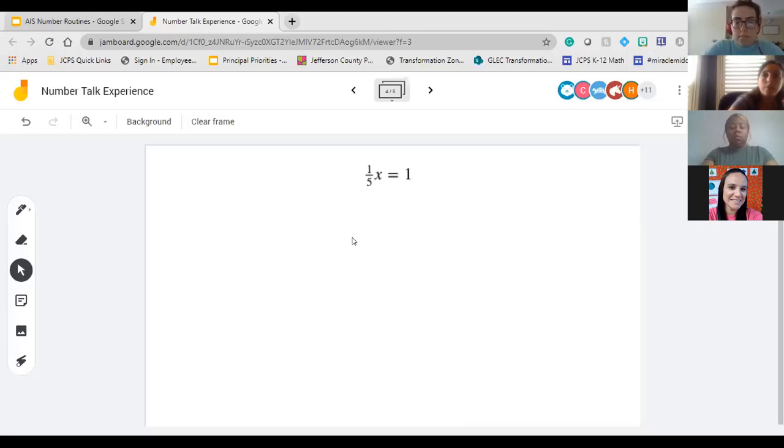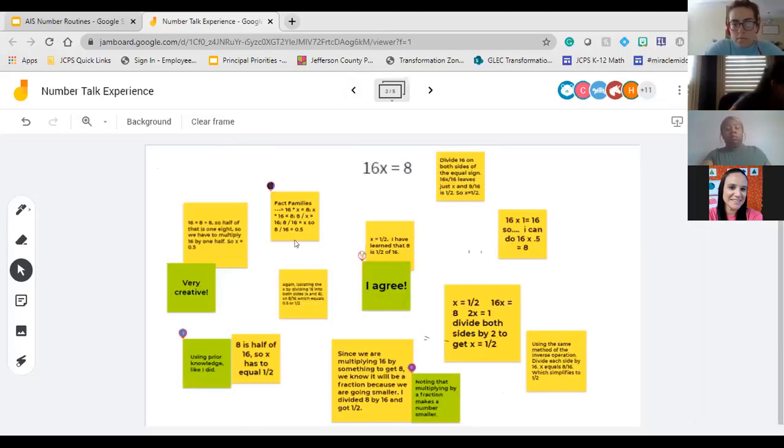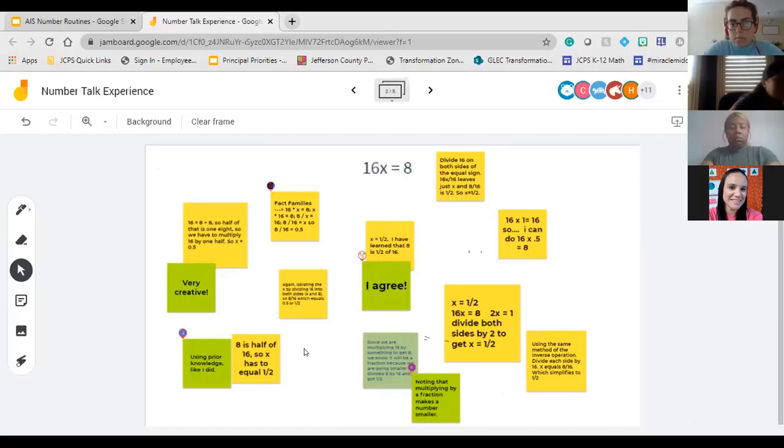This is where you're going to build in a lot of those basic skills. So we talked about those fact families here. That was excellent, knowing that 8 is half of 16. Those are basic computation skills that our students should know, and we can highlight those through these number routines.